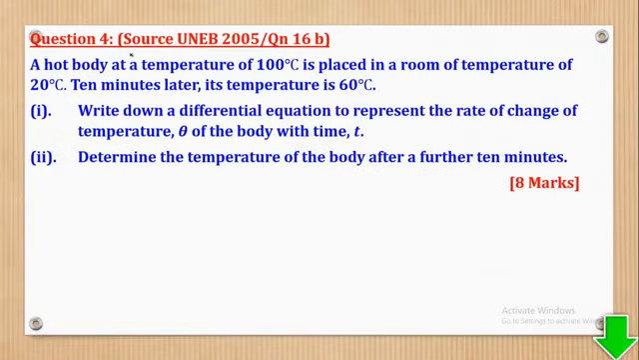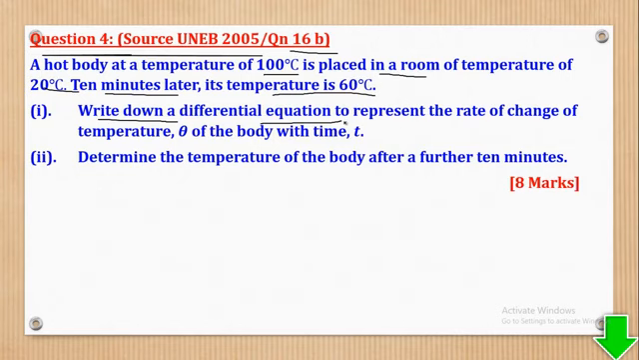So now we shall go to question 4, which came from UNEB 2005, paper 1, question 16b, and says, a hot body at a temperature of 100 degrees Celsius is placed in a room of temperature 20 degrees Celsius. 10 minutes later, its temperature is 60 degrees Celsius. Write down a differential equation to represent the rate of change of temperature, theta, of the body with time, and Roman 2, determine the temperature of the body after a further 10 minutes.